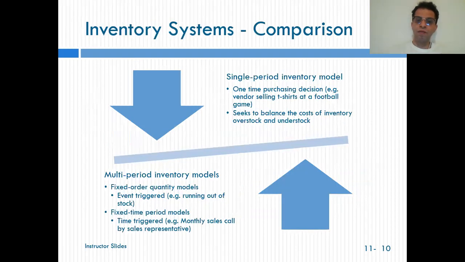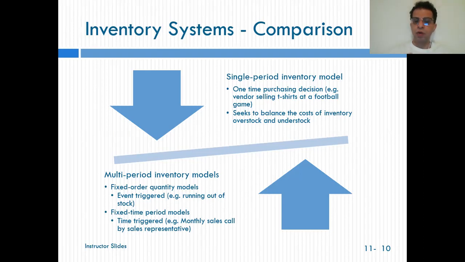Now, in the inventory system comparison, you have what you call a single period inventory model, and then you have a multi-period inventory model. The single period inventory model is a one-time purchasing decision. Example: vendors selling t-shirts at a football game. There is an event, you buy an amount, and it seeks to balance the cost of inventory overstock and understock. So you don't want to buy too many t-shirts, and you don't want to buy too few, because it's event based.